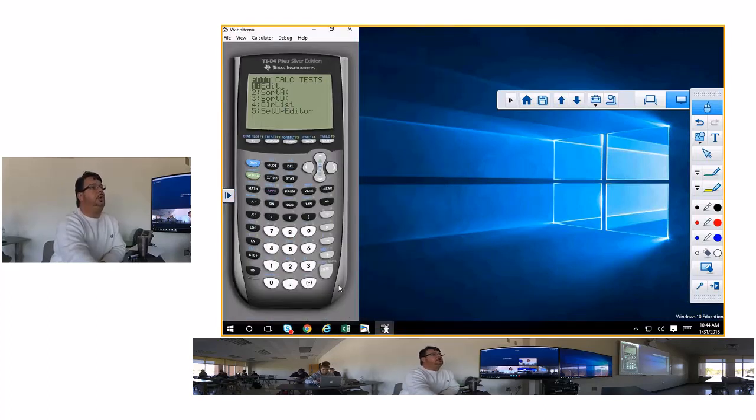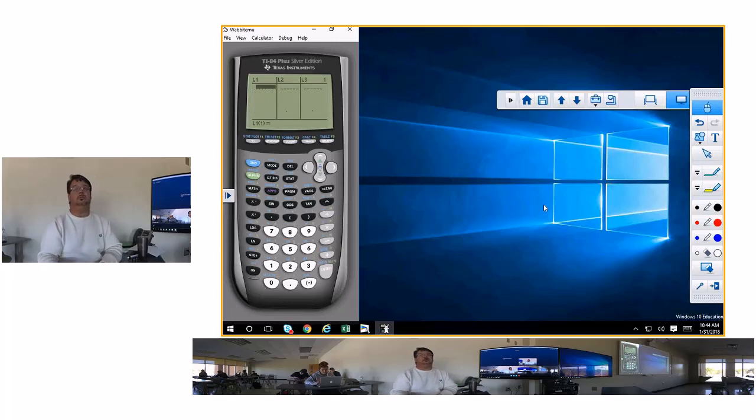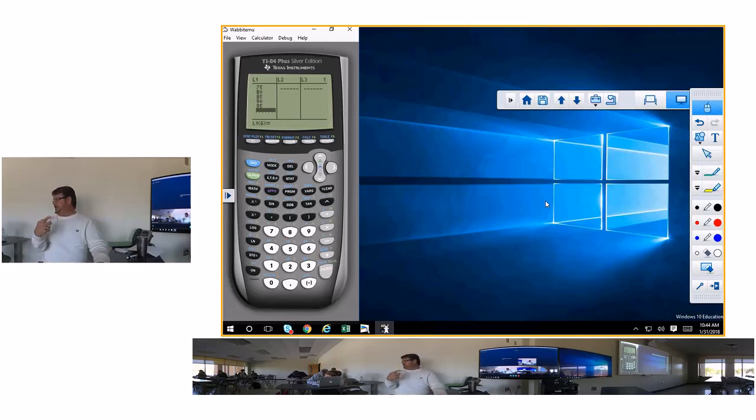Go to Edit, hit Enter, and write that down. Stat and Edit. Hit Enter. All right, now this is their spreadsheet. Now you've got to type those numbers in order. And sometimes you got 15 or 20, so you got to be careful. So I'm going to type in the same one we did a while ago: 75, 80, 85, 90, and 95. That's the first problem we did.